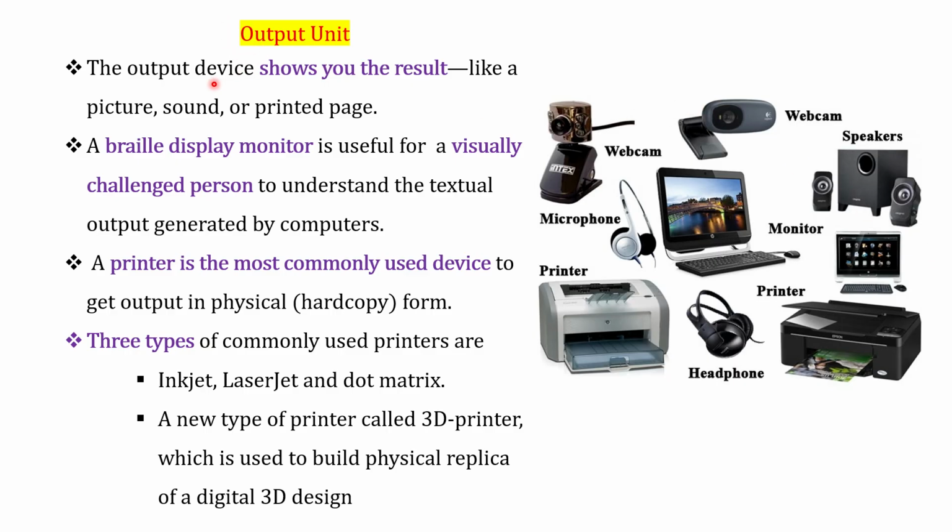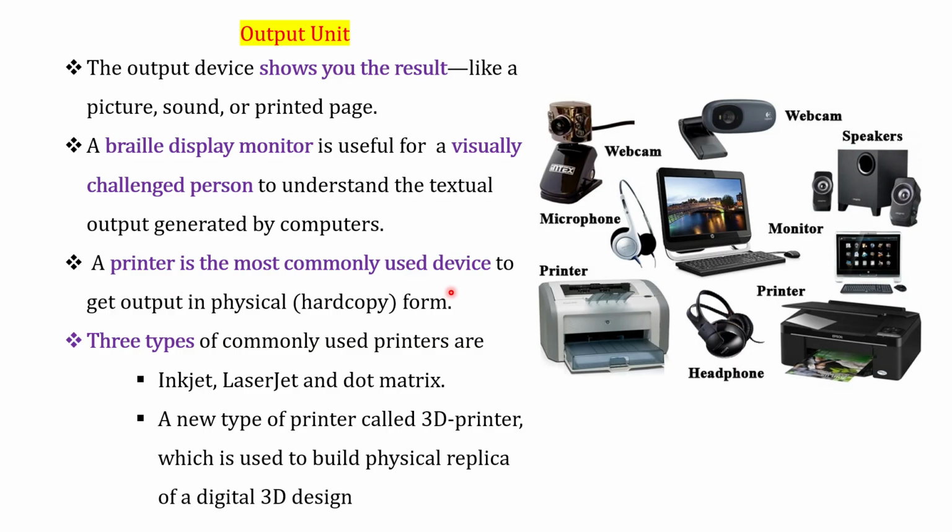And now this is the output unit. The output device shows the result to the user. It will be like a picture, sound, or a printed page. The output device for a visually challenged person is a braille display monitor, which is helpful to understand the textual output generated by the computer. Examples of output devices are webcam, speakers, monitors, printers, headphones. All these are examples of output units.